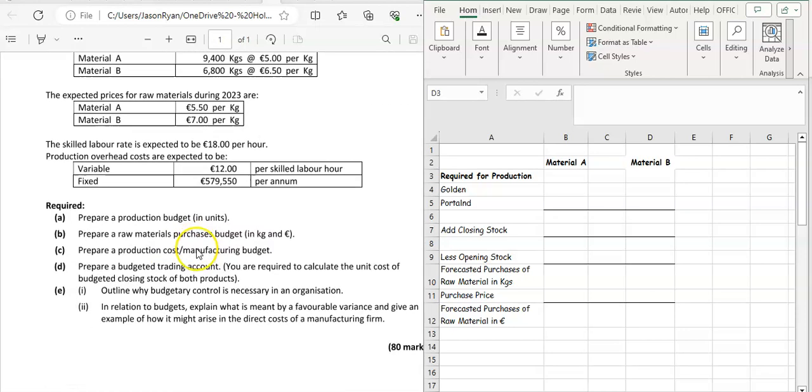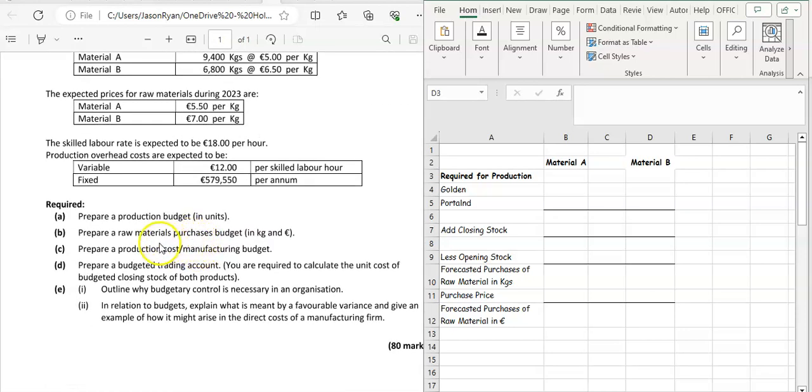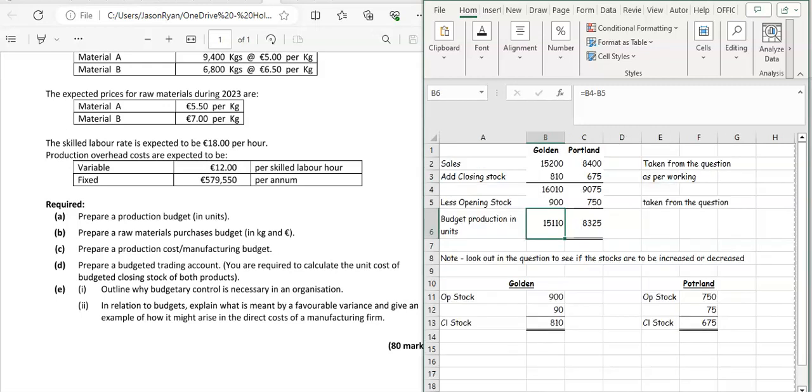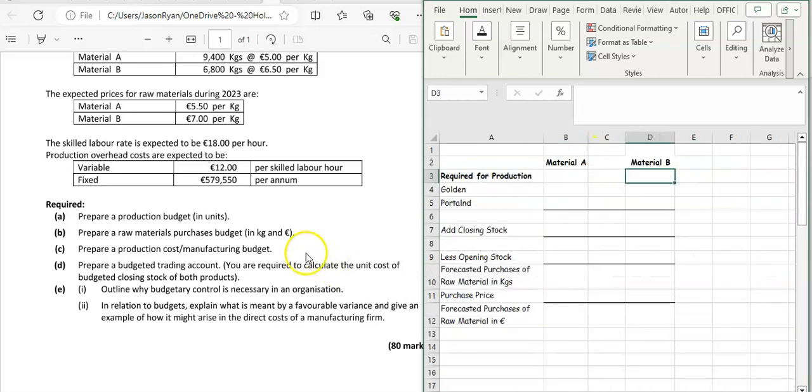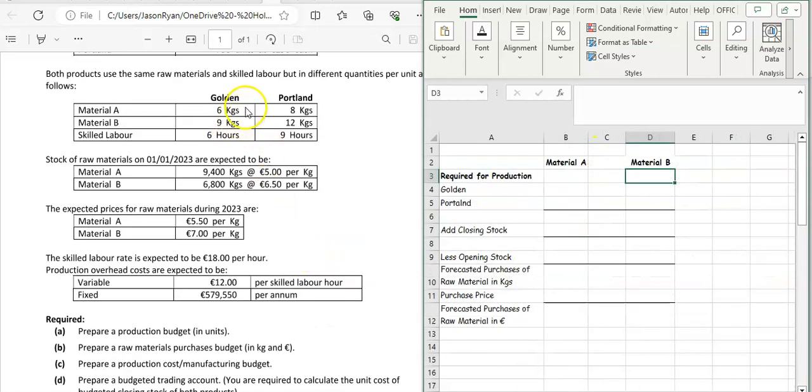Let's have a look at Part B for Harrington 2022 production budget. It's saying prepare a raw materials purchase budget in kgs and euros. We have already calculated as part of Part A how many units of Golden we need, how many units of Portland we need. But to produce 1 unit of Golden and Portland, we need to have material A and material B. So it tells us how much of material A we need for Golden and Portland, how much material B we need for Golden and Portland.